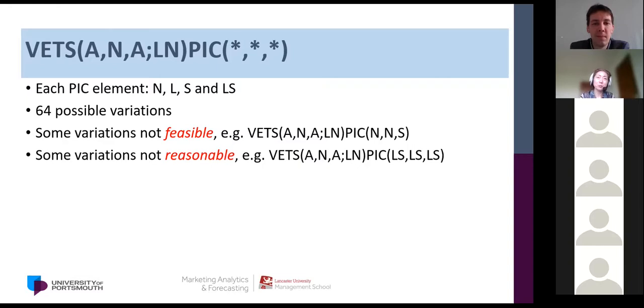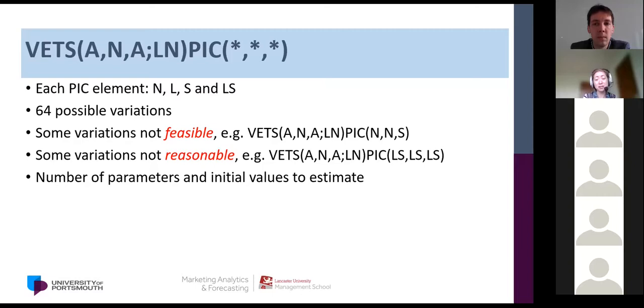By reasonable, we mean that we find it difficult to find applications for such constructions. For example, here, PIC, LS, LS, LS, basically everything is common. In the retail context, we can't think of any examples where, you know, this is a good thing to look at. So removing these will significantly reduce the number of variations that we look at. But I'll mention that on the next slide. But the key difference between these PIC variations is the number of parameters and initial values to estimate. And that's quite important because, again, with short data history, it can make a big difference. We have a general formula to work out that number k.